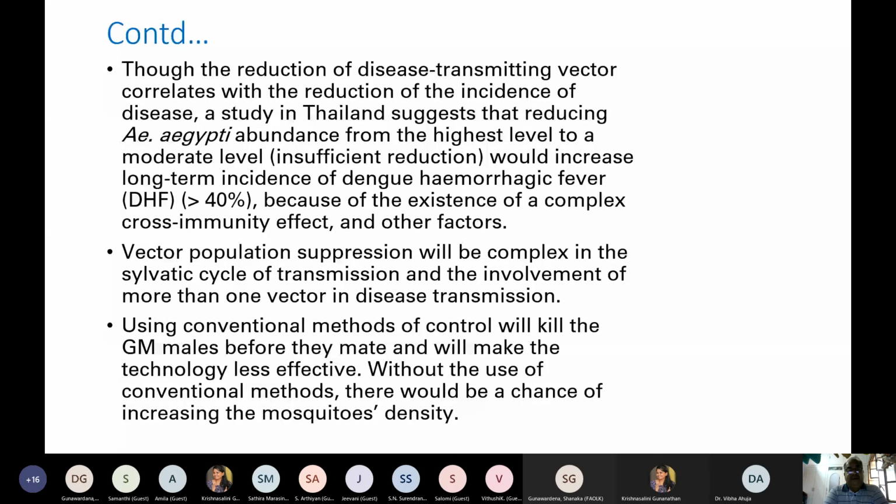And one very disturbing result was seen in Thailand, where Aedes aegypti was reduced moderately, and it was found that after a certain period of time, dengue or dengue hemorrhagic fever, which is the deadly syndrome of dengue, emerged with a vengeance. So reducing the mosquito population only moderately will not serve the purpose. The GM mosquito, though it is claimed that in Brazil and Cayman Island the mosquito populations were reduced anywhere between 85 to 95%, we need to see that this is sustained for a longer time, because moderate reduction may not give us the desired benefit.